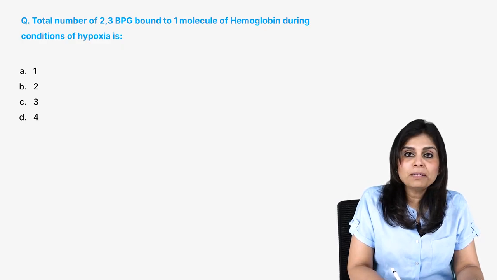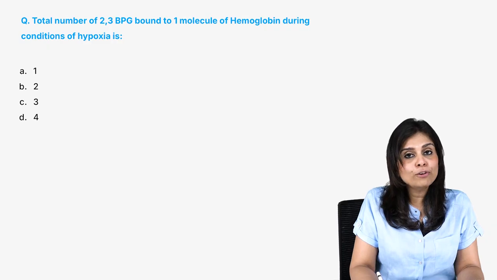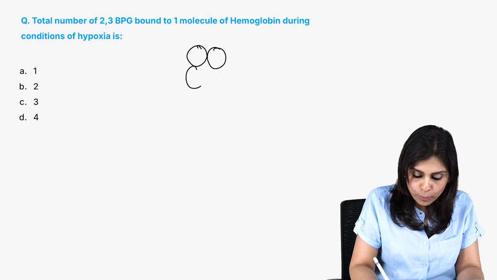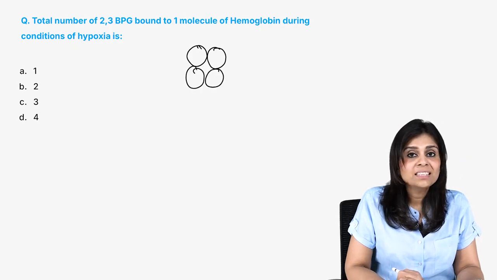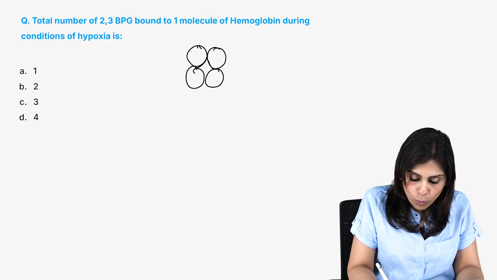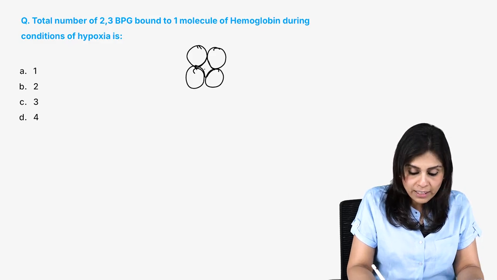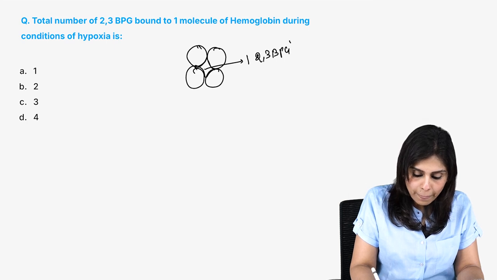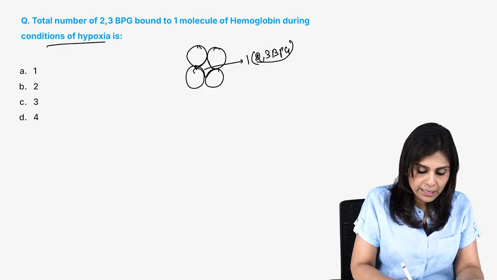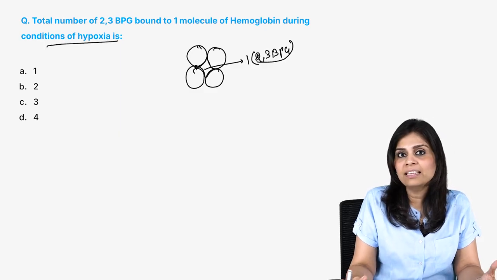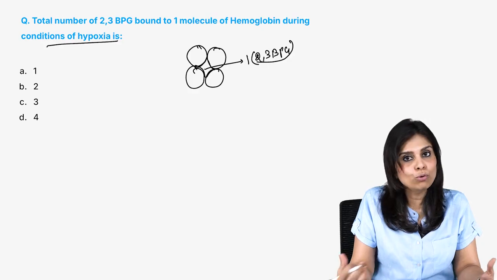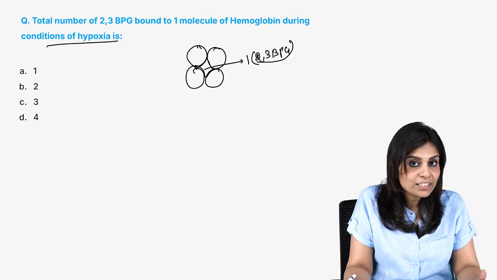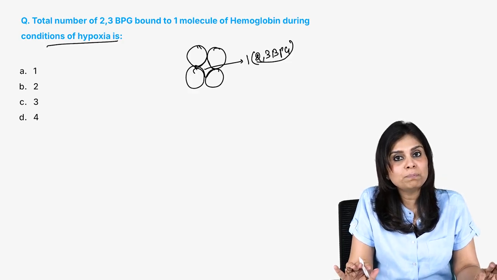Total number of 2,3-BPG bound to one molecule of hemoglobin. What do you mean by one molecule of hemoglobin? That tetramer. This tetramer includes only one cavity. In one cavity, only one 2,3-BPG can bind. Do you understand this? There can be hypoxia, there can be anemia, there can not be hypoxia, no anemia, whatever it is. But there is only one central cavity to which only one 2,3-BPG can bind.